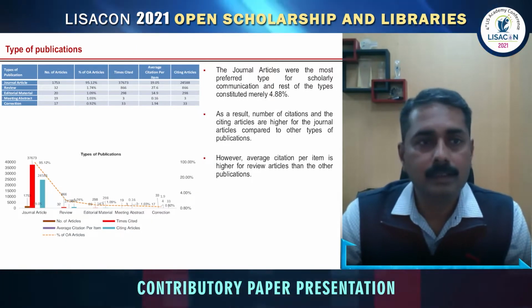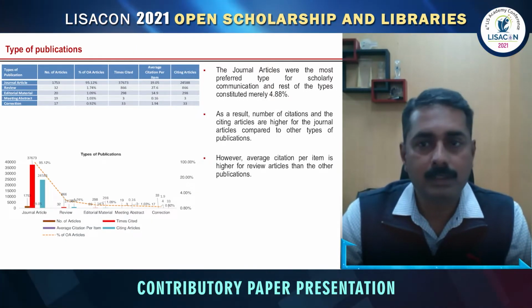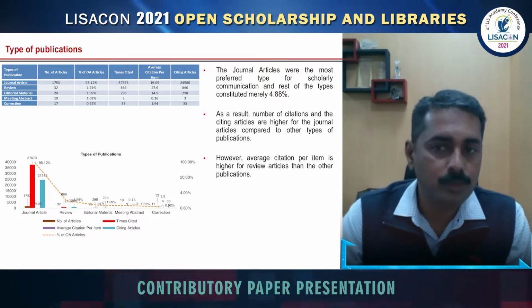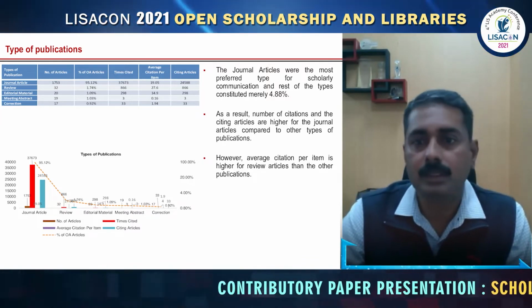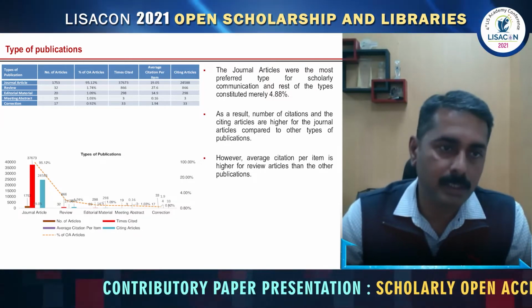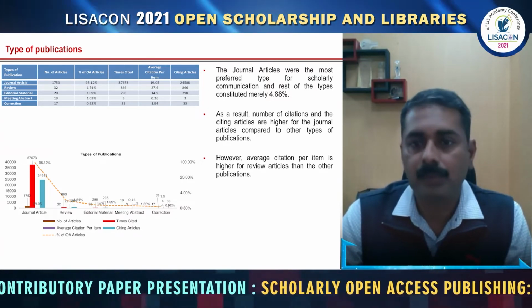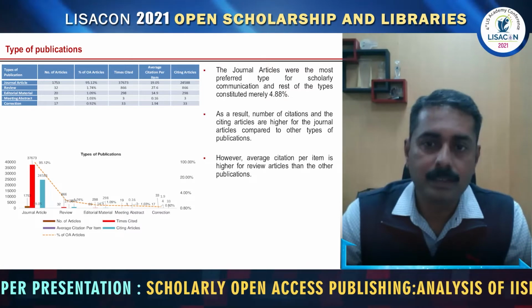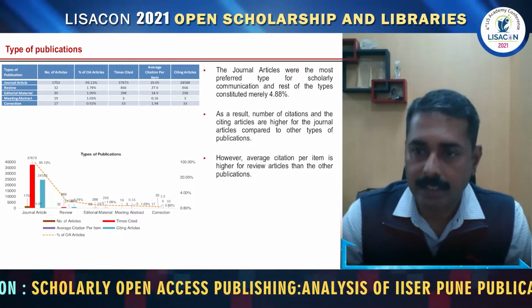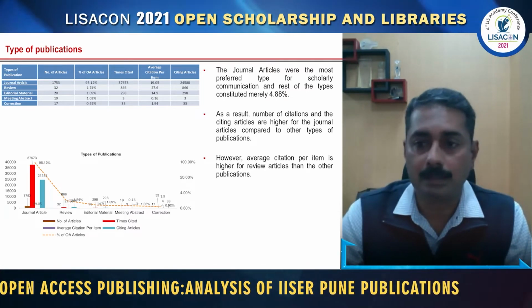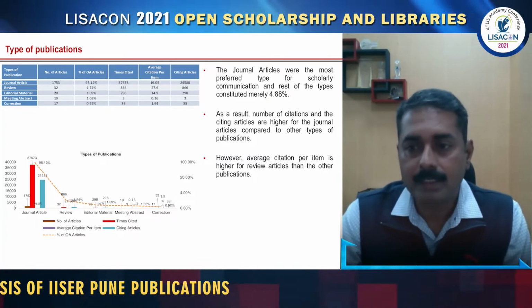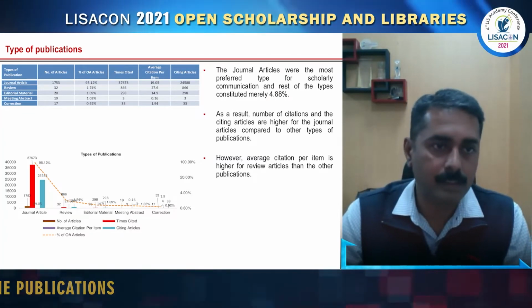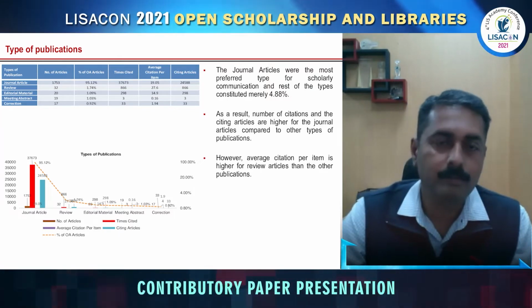When we look at the type of publications, the journal articles were the most preferred type for scholarly communications, and the rest of the types constituted merely 4.88%. As a result, number of citations and citing articles are higher for the journal articles compared to other types of publications. However, average citation per item is higher for review articles than any other publications.